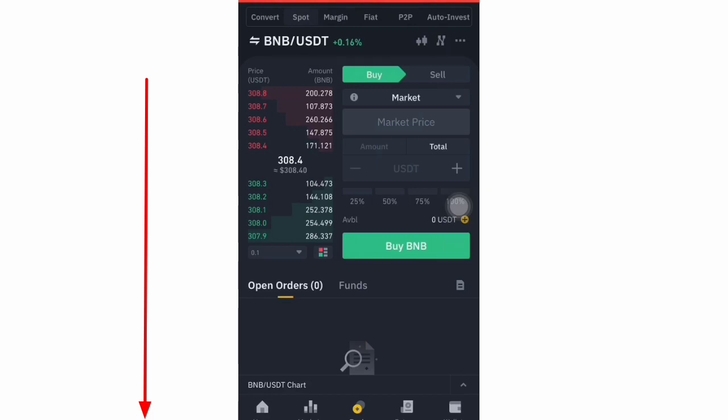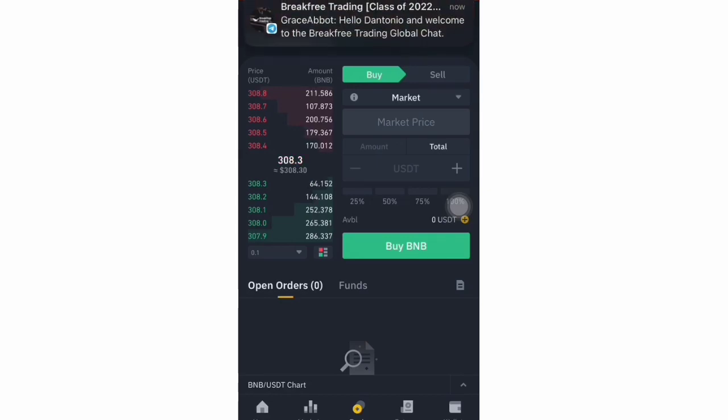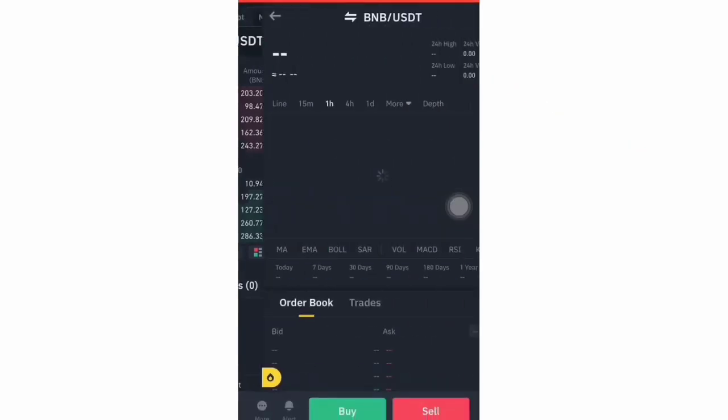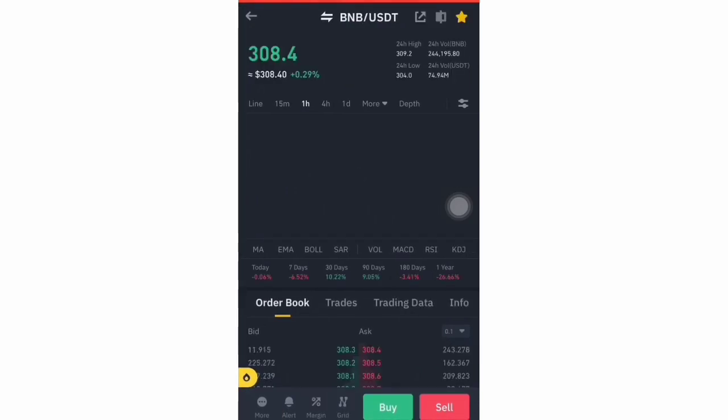One of the most important things you need to know as a trader is technical analysis. Where do you see your technical analysis on Binance? You see this candlestick icon. Once you click it, you're going to see the chart. The ability to understand this chart is what makes you a better trader. It's not just about buying and selling, because you need to know how to analyze the market to know when the market is going to fall.